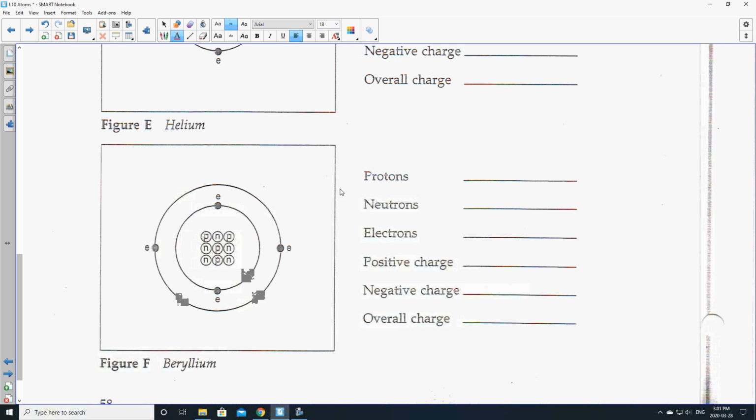Okay, so let's look up the P's, the N's, and the E's. So we're looking up the protons, the neutrons, the electrons, and then just remember the positive charges have to do with the number of protons. The negative charges, be careful, it doesn't have to do with the N, which is neutrons. It has to do with the electrons. So be very careful about that. And then finally, the overall charge is P minus E.